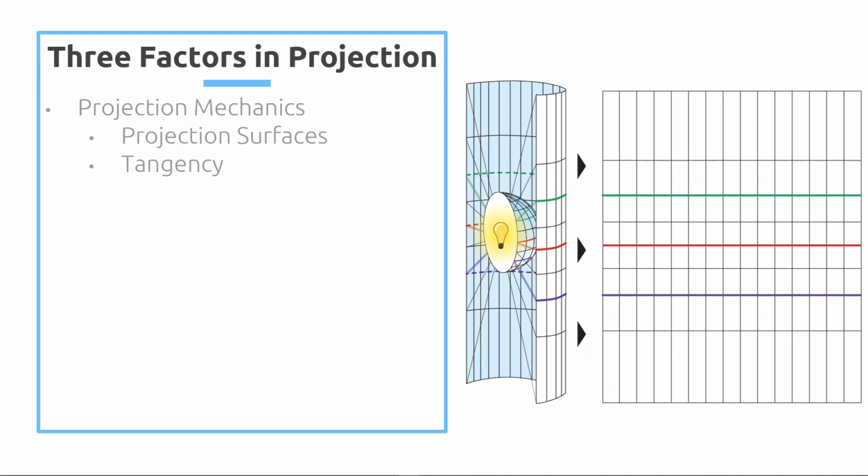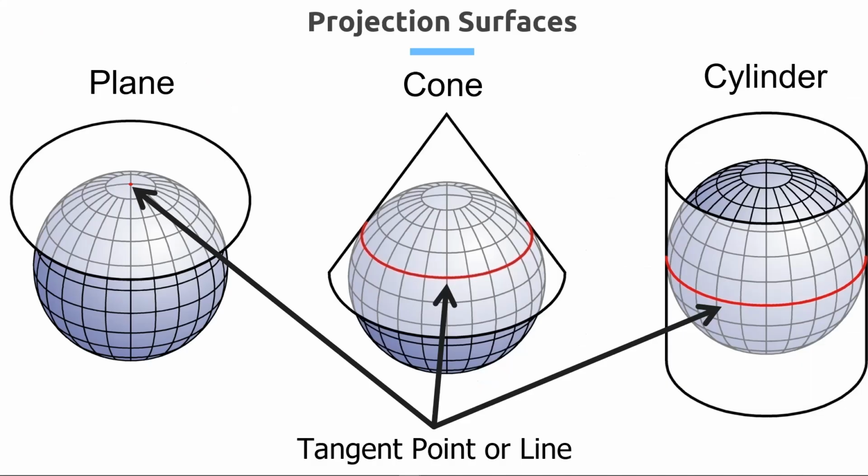Tangencies are basically the exact point where the projection surface is touching the globe. And so at tangencies, there's not any distortion. If you look at a Mercator map, the tangency is the equator, which is touching that, and there's no distortion at the equator on a Mercator map. It's totally accurate. The different surfaces have different tangents. But we'll get into projection surfaces first.